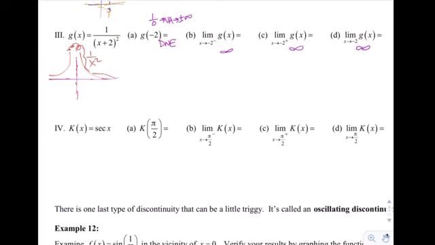Mm-hmm. Sweet. You did it without graphing it. That's good. Let's see how you did.